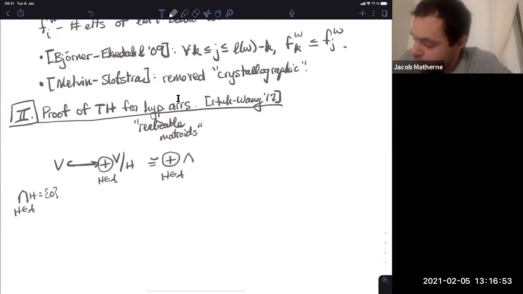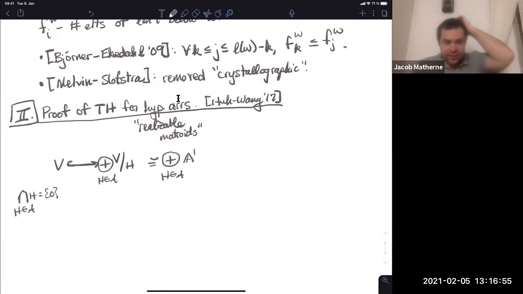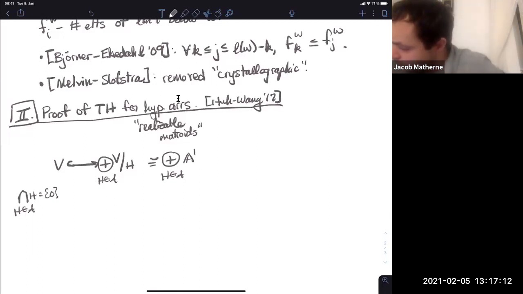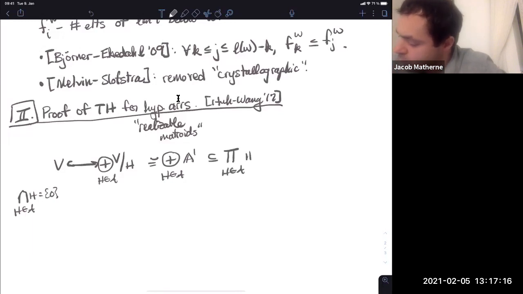And now what I'm going to do is maybe a weird thing. I'm going to add a point at infinity for each one of these affine lines. Okay. So I'm not going to embed this inside of P^n. I'm going to embed it inside (P^1)^n, where n is the number of hyperplanes. Okay.